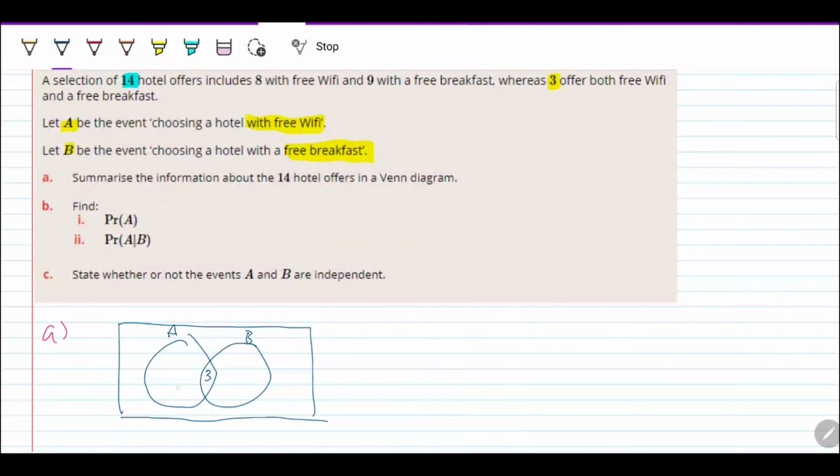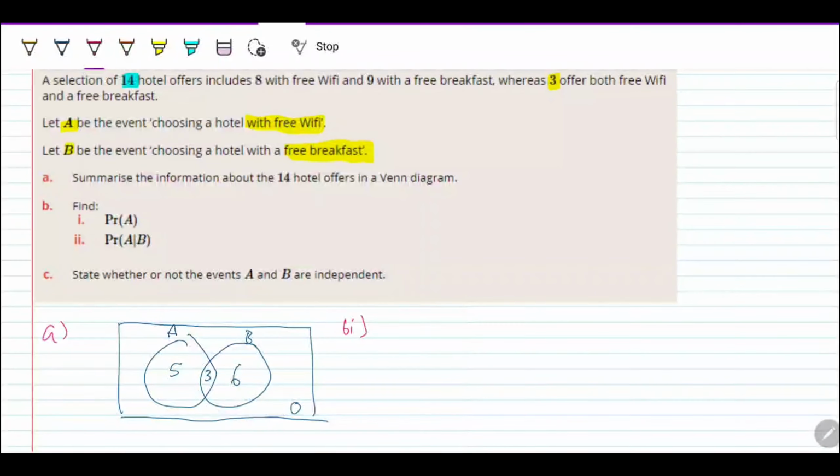So I know in circle A, this must add up to 8. So this number must be 5. And I know in circle B, this must add up to 9. So this number must be 6. Now the grand total needs to add up to 14. 5 plus 3 plus 6 will give me 14. So the outside will be 0.